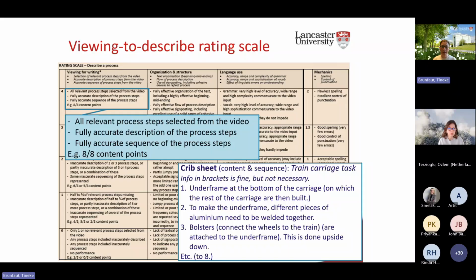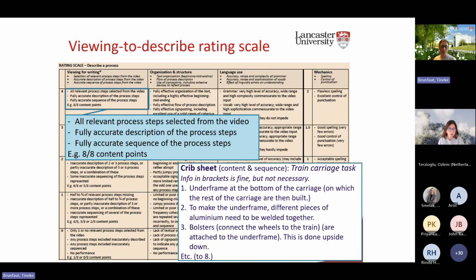So the scales looked like this. Obviously, again, these were developed through a process of drafting, redrafting, piloting, and so on. There's obviously too much information here to cover all the detail, but just to illustrate what is in this scale. So here we see the viewing to describe rating scale.